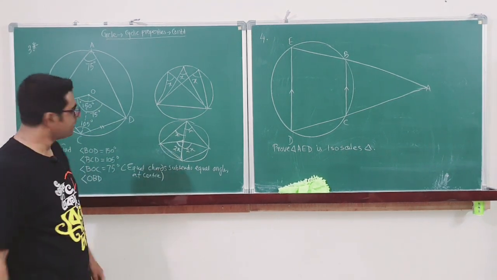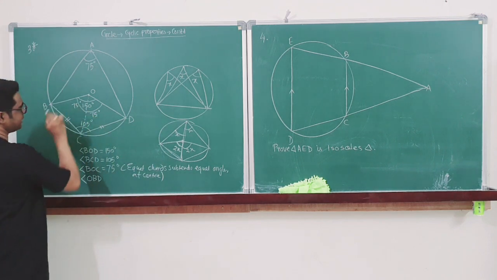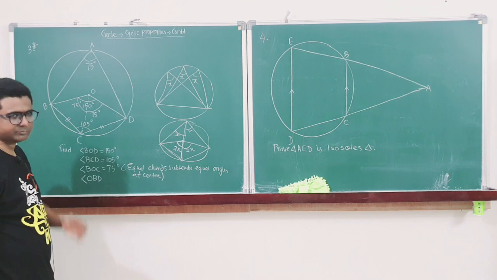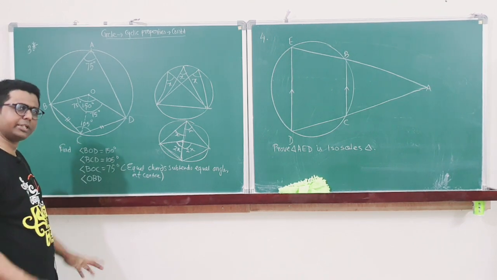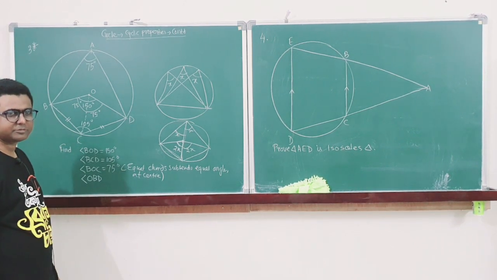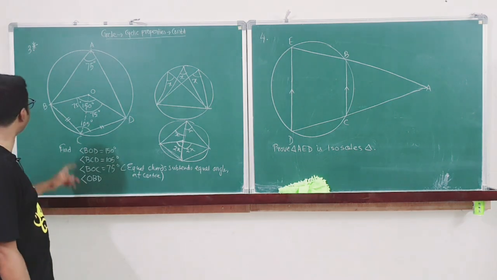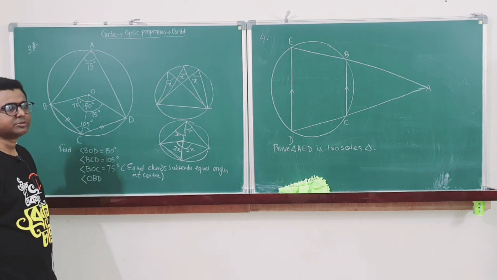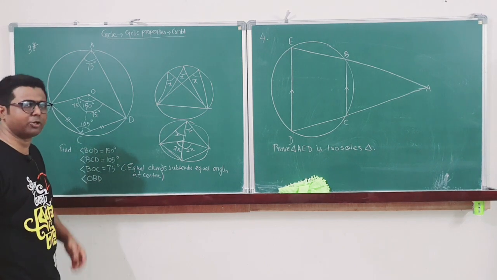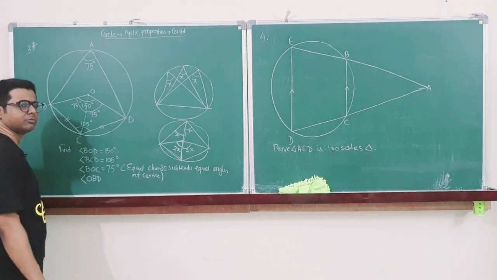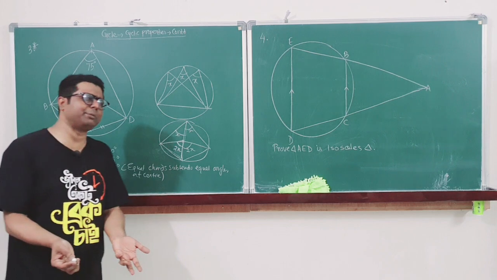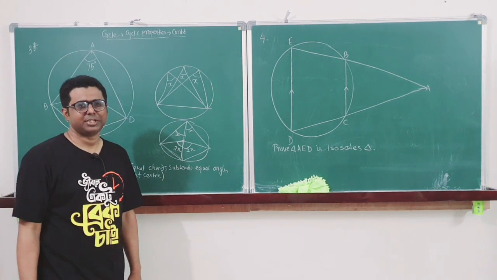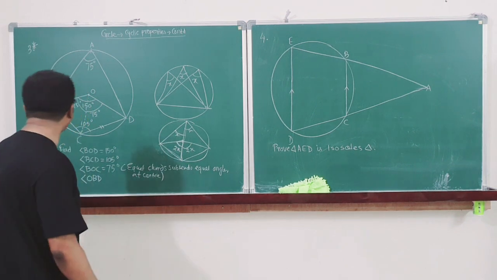Clear? So this is 75, this is 75. But sir, if the BO and OD are not equal, then it will be different angle. No sir, BO and OD are radius. How can they not be equal? In a circle, radius is always equal. Good.